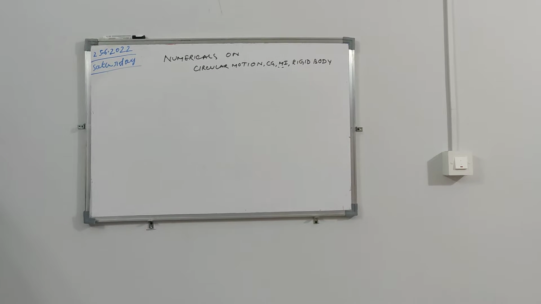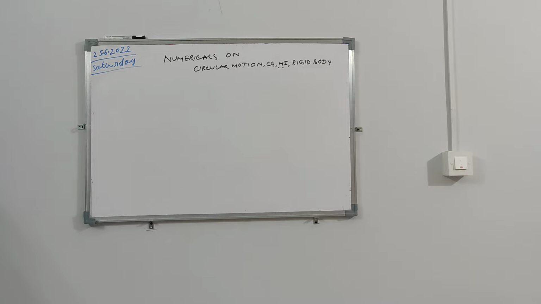Okay, so the question is: a rigid body is one in which the distance between two points does not change. The distance between all pairs of particles of a rigid body does not change.